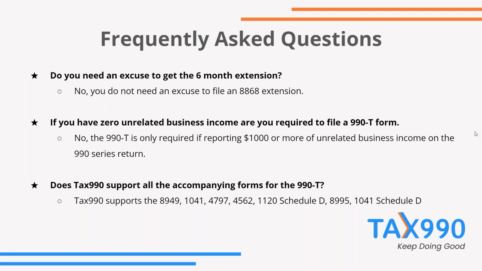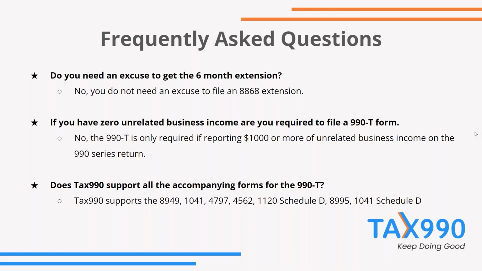So if your deadline is November 15th and you know there is no way that you're going to get your 990 form done by November 15th, you have to file your extension form by November 15th. On November 16th, if you haven't filed the 990 form or the extension form, you can't file the extension. You have to just go ahead and do the 990 form, and you'll probably still start accruing penalties because you're filing late.